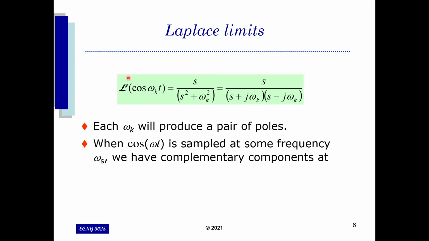When we sample this cosine signal from continuous time into discretized time, we'll have some sampling frequency mapped back to omega s. It means that for every instance of omega s and omega k, there are going to be repeated complementary components. So there's going to be 1 omega s, 1 omega k, 2 omega s, 2 omega k, and so forth as we keep on going. And this also reflects on the negative side of the axis as well. So we have positive omega s and negative omega s, and positive omega k and negative omega k.